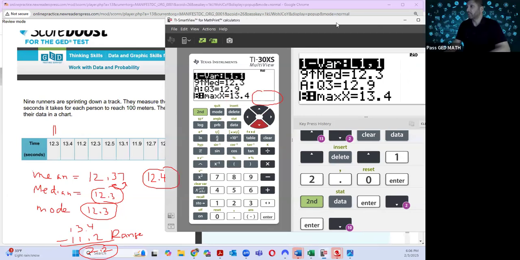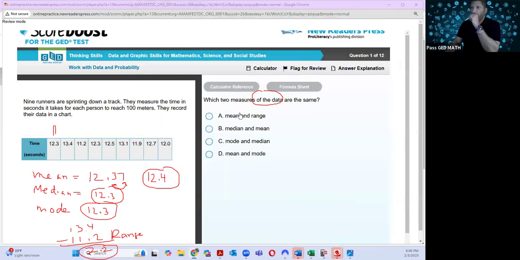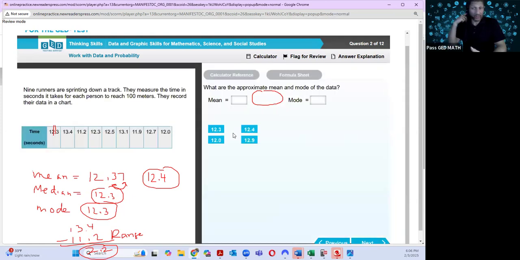So we did all that with the calculator. What two measures of the data are the same? The median and the mode. Right there. Next question. We're going to keep this data on the screen so we can answer. Usually when they give you central tendency questions, they ask you two or three questions from one data set. So the mean was 12.4. The mode was 12.3. Next question.